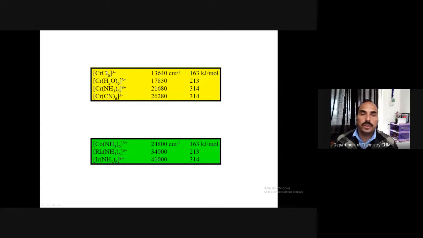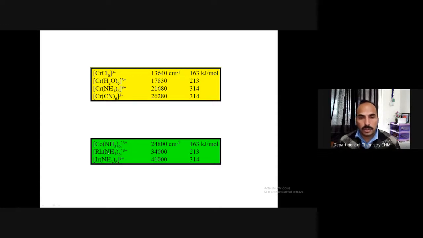Okay. So if anybody gives you these four complexes without the data and asks you to arrange them in terms of either decreasing or increasing delta O, you should be able to do it by considering just the effect of the ligand, the spectrochemical series. In fact, this type of question is very common in many competitive exams.